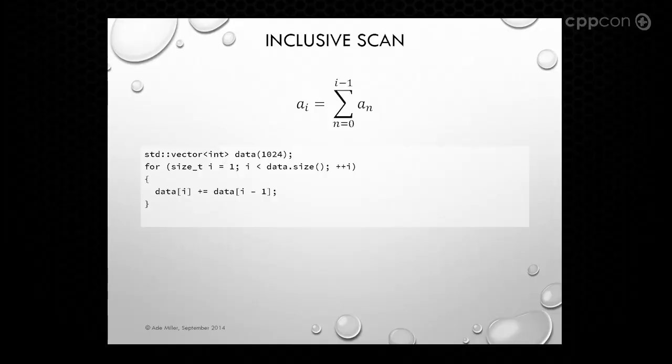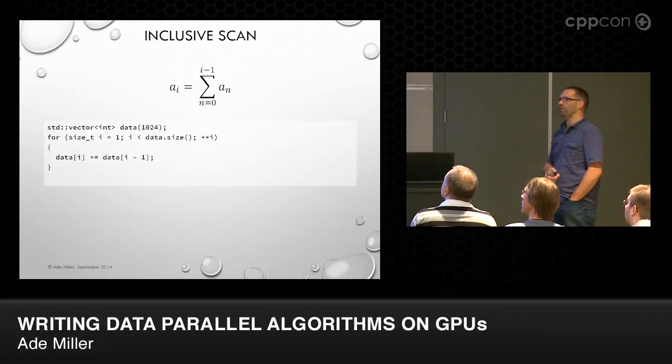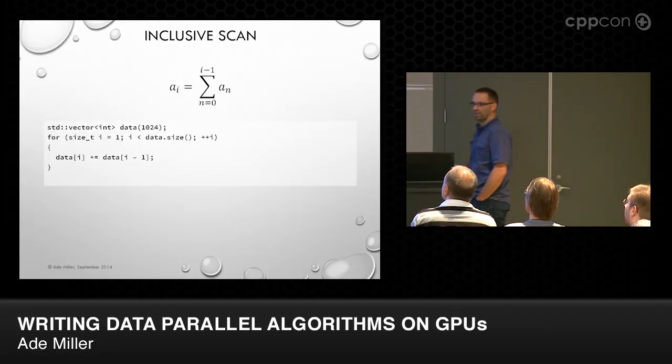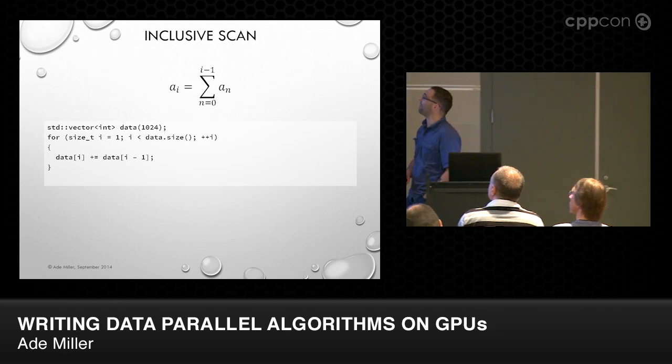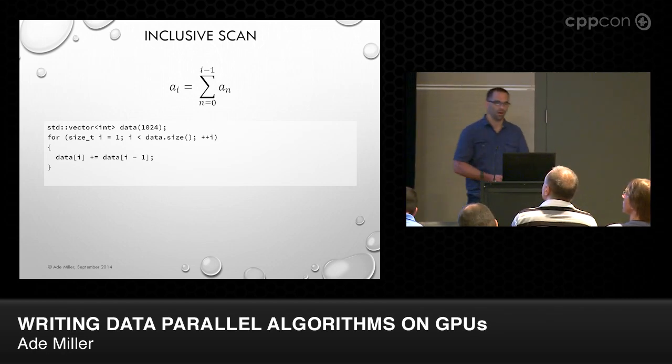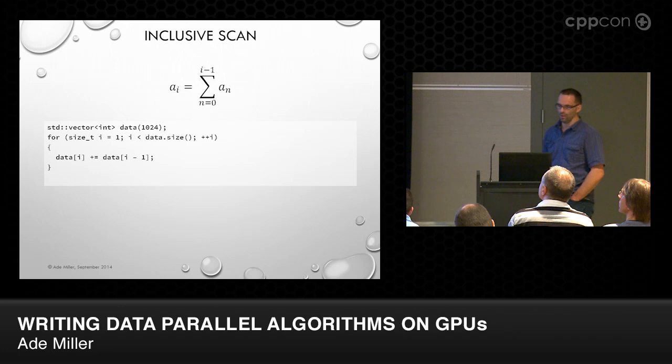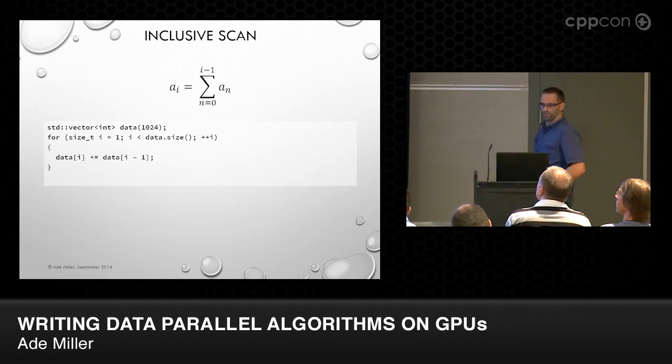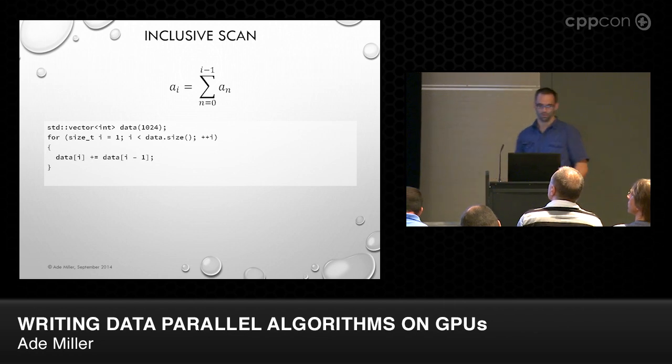For those of you who aren't familiar, scan is basically summing all of the elements in an array, where the answer is the sum of all the previous elements. With inclusive scan, that includes the current element. Exclusive scan does not. So you can write that really trivially in C++ today, in hopefully moderately modern C++.